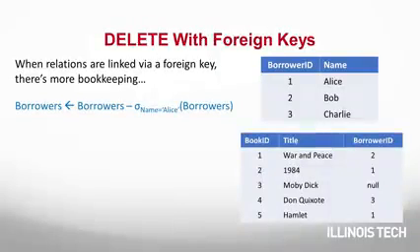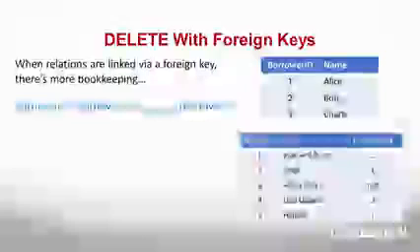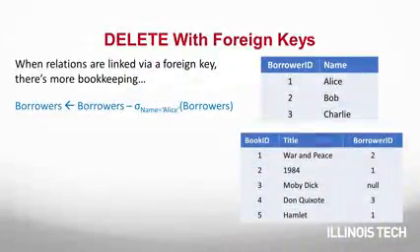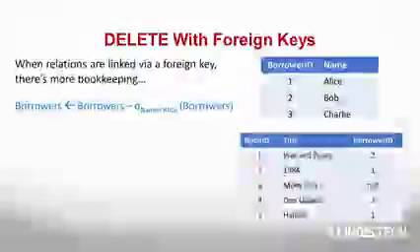Deletion is an operation which is a little bit fraught. Let's see what can happen if two different relations are linked via a foreign key. So for example, suppose we have a library application where we have a list of everyone with a library card. So they have a borrower ID and their name. And then we have another table listing each book and who is currently borrowing that book. So the borrower ID in the books table refers back to the borrower's ID in the borrowers table.